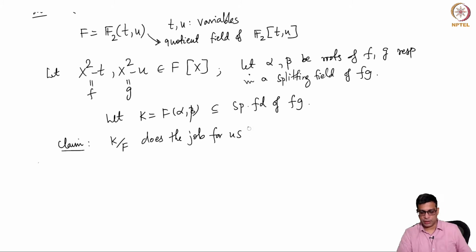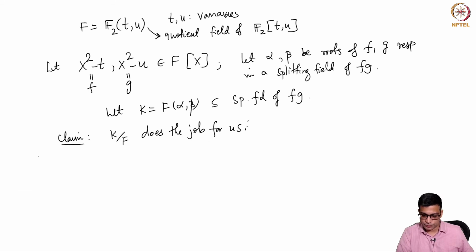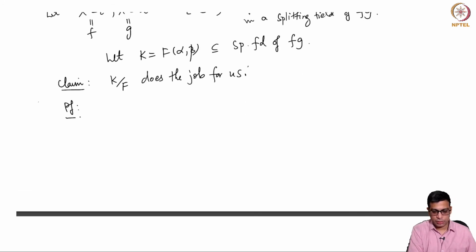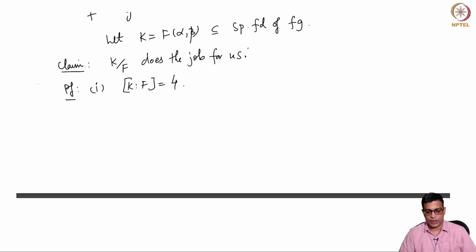K over F is the finite extension which has infinitely many intermediate fields. So let us prove this. This is a finite extension and it will have infinitely many intermediate fields. Let's first prove the first claim, that it is a finite extension. In fact, it is a degree 4 extension. This is very easy, let me quickly do this, but in the process I want to explain carefully what is required. So [K : F] = 4 is the claim.